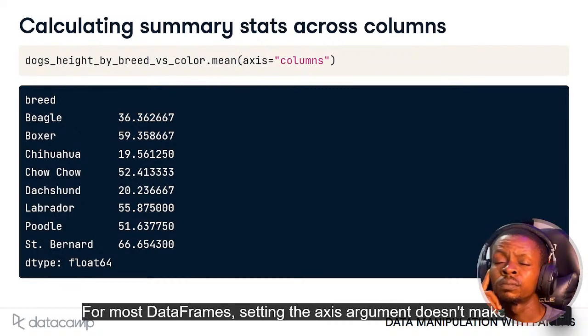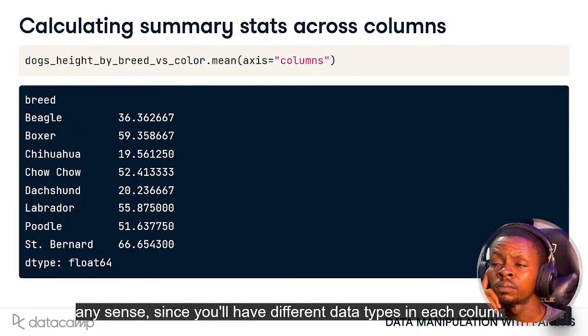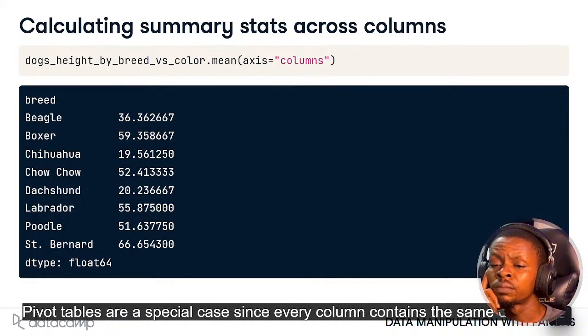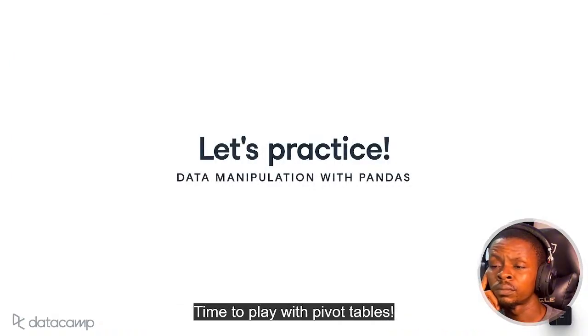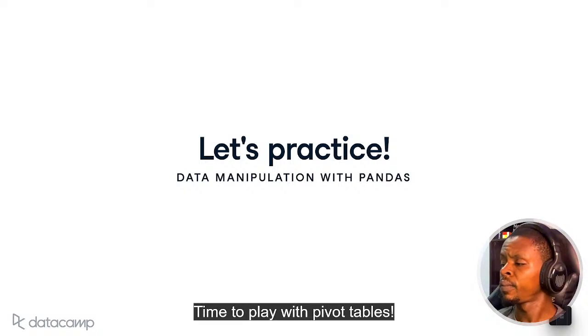For most data frames, setting the axis argument doesn't make any sense, since you'll have different data types in each column. Pivot tables are a special case since every column contains the same data type. Time to play with pivot tables.